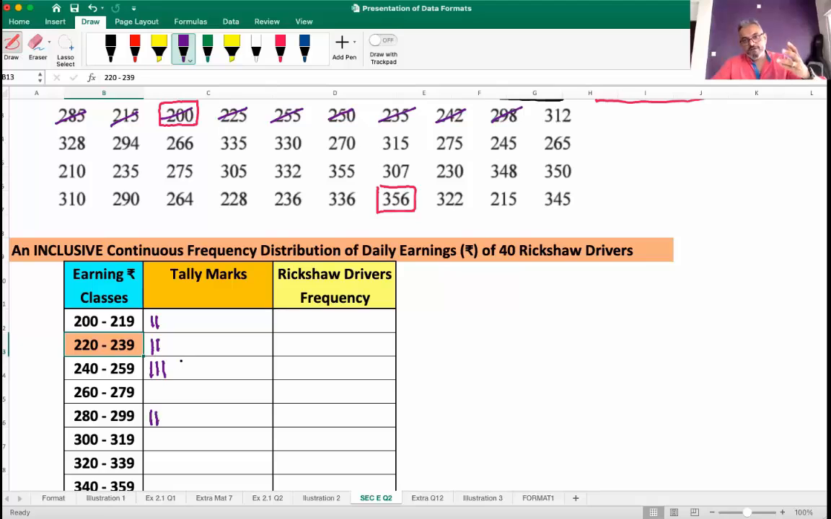Actually, inclusive becomes a bit easier because there is no confusion. Okay, no repeat observations, values. 312, 328, 294, 266, 335, 330, 270, 315, 275.